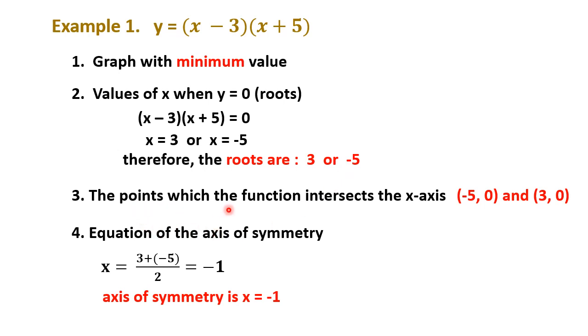The points at which the function intersects the x-axis are along with the x values, the roots, and the y values are 0. Finally, the equation of the axis of symmetry: by adding the two roots and then dividing by 2, we can get the axis of symmetry of the given function.